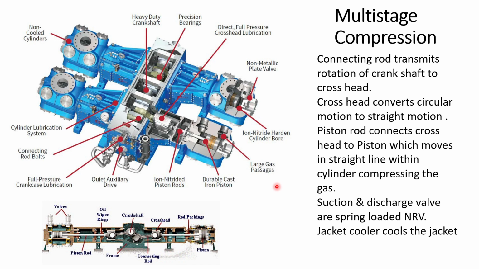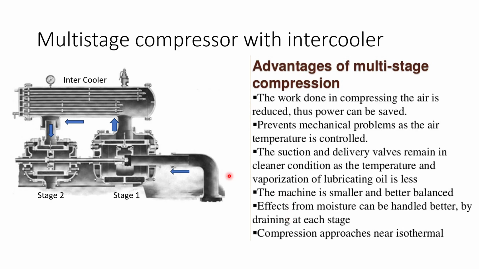What happens is, the connecting rod is transmitting the rotation to the crosshead. The crosshead is converting the circular motion to straight motion. The piston rod is connecting the crosshead to the piston, which moves in a straight line within the cylinder, compressing the gas. The suction and discharge valves, as I discussed earlier, are spring-loaded non-return valves, and the jacket cooler cools the cylinder and saves it from overheating. Now, what we see here is a diagram of the multi-stage compressor.